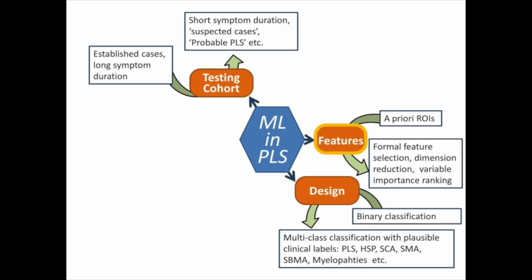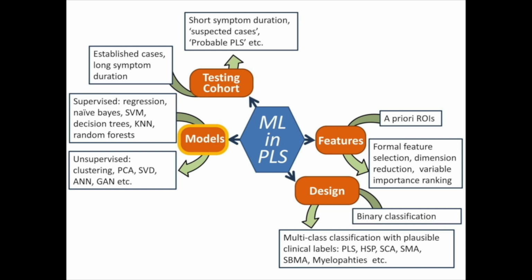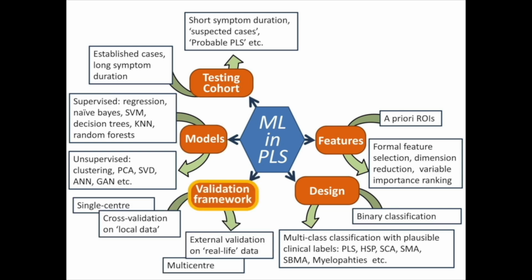Features: I shouldn't be looking at specific regions based on what I see clinically or on what I've read. I need to let the data talk. I need to pick up a lot of features and let my statistics rank what's important. Models: in general, we should go to unsupervised models if possible. Validation: we talked about it. External validation of machine learning is very important.